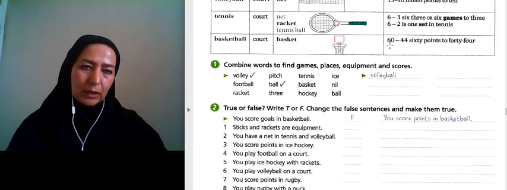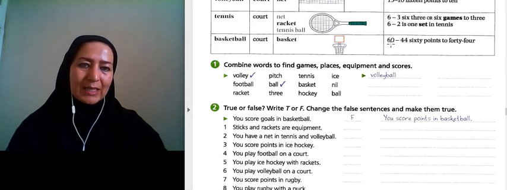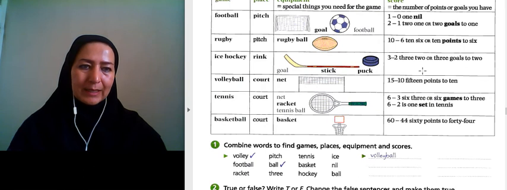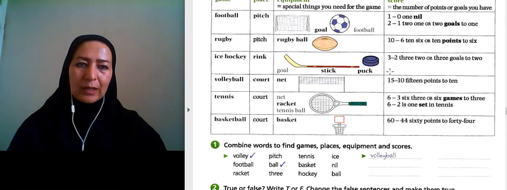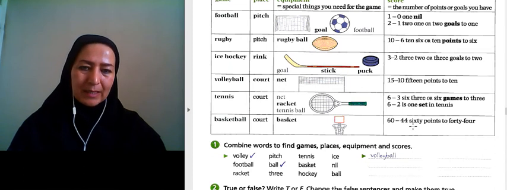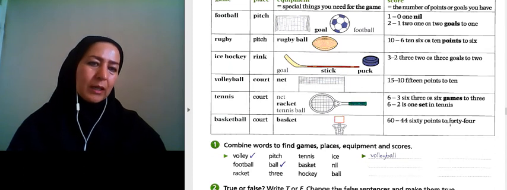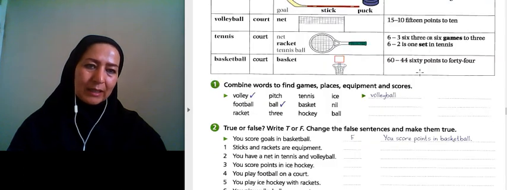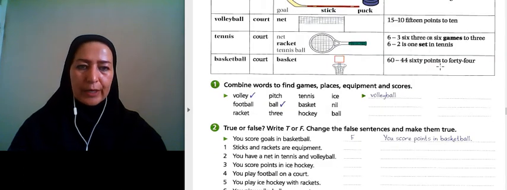How can we talk about the scores? 60 points to 44. Exactly the same as this one, rugby, and the same as volleyball. So rugby, volleyball, and basketball are all the same, just telling the kind of scores.